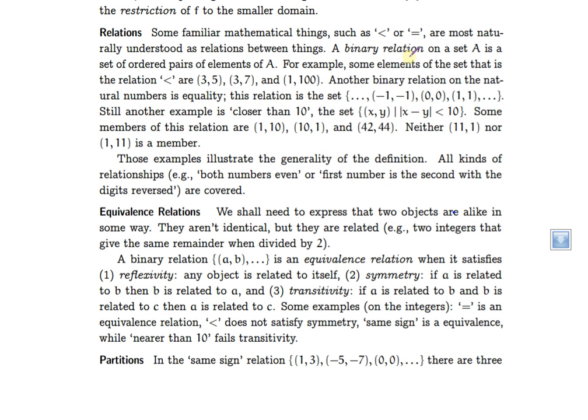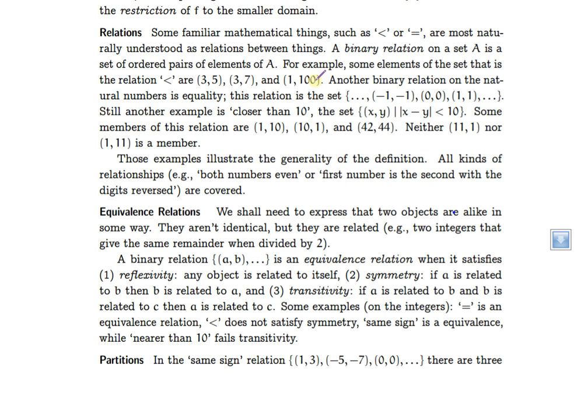A binary relation applies to a set. In this case, we're calling the set A. And the binary relation is defined as a set of ordered pairs of elements of A. For example, some elements of the set that is the relation less than are (3, 5), (3, 7), and (1, 100). Why are these pairs elements of less than? Because 3 is less than 5, 3 is less than 7, and 1 is less than 100.